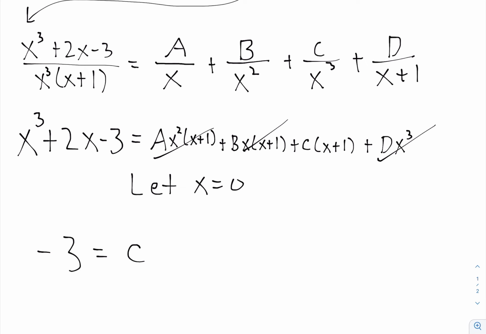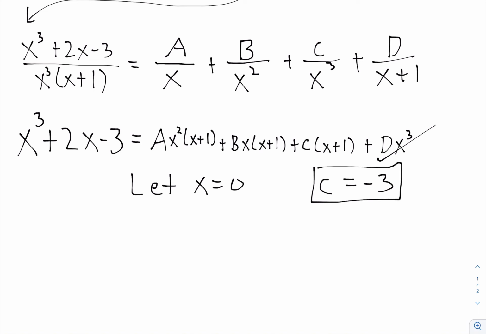I'm going to write this a little smaller here. C equals negative 3. So we just figured that out. We already got one of them. Okay? Now we also have to be smart with what we pick next. We have to think of what x value will eliminate as many of these terms on the right as possible.